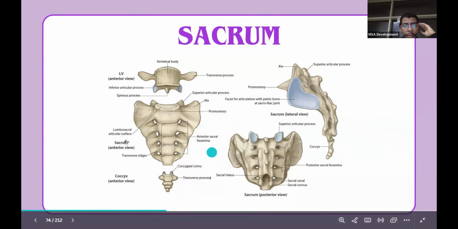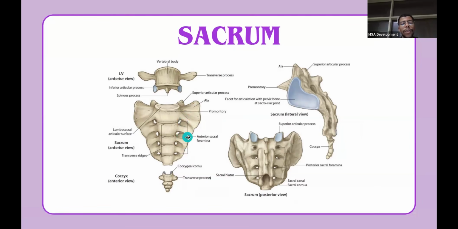So basically, this is our sacrum. These are the sacral foramina. Through these we have the ventral rami of the nerves that form the sacral plexus. So from the back they come through the foramina. The nerves come out through the foramina. They join together to make our sacral plexus.